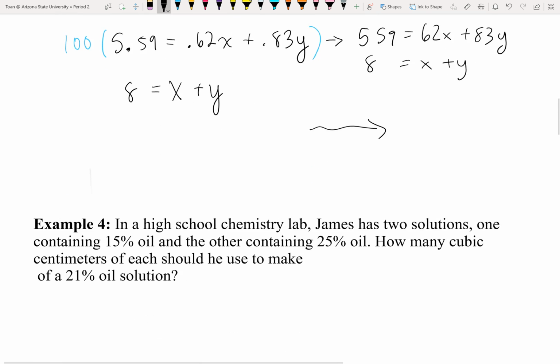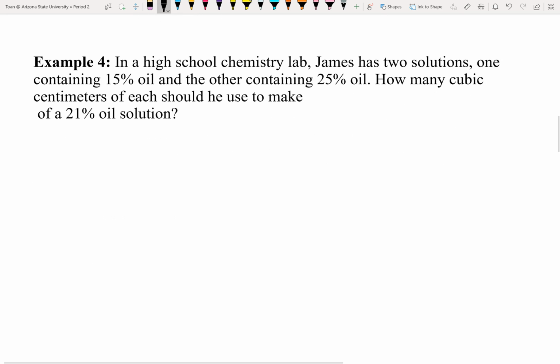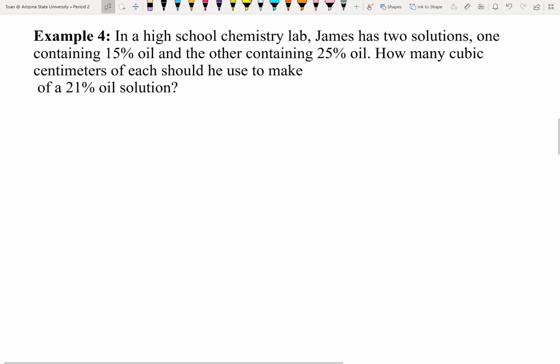Oh, number 4 is a classic systems question. It's a mixture problem. I would probably say, historically, kids find these the most difficult questions, which I don't think is difficult at all, but let's just read it. High school chemistry lab. James has 2 solutions. One containing 15% oil and the other containing 25% oil. How many cubic centimeters?